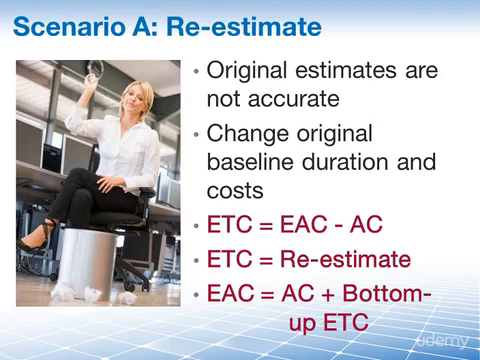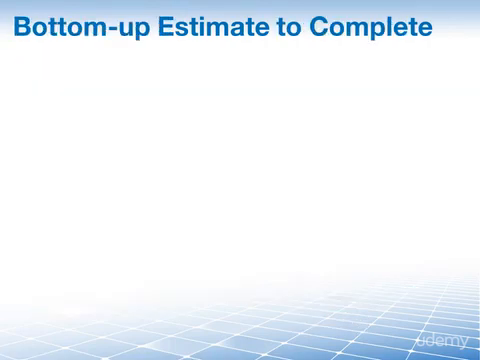Again, use this particular formula for the estimate at completion if you know that your original estimate was wrong. Something went wrong in the original estimate. You have to throw it away. Conditions have changed. The conditions are invalidating your original estimating assumptions. You have to start bottom up. You have to re-estimate.